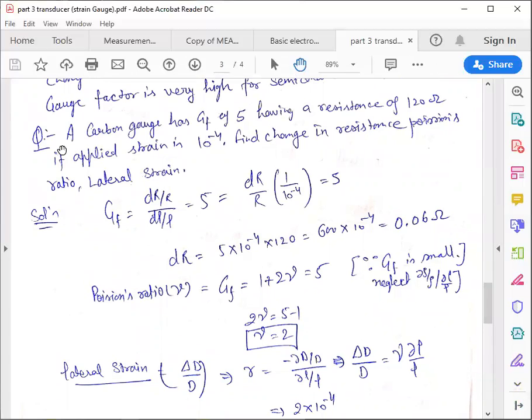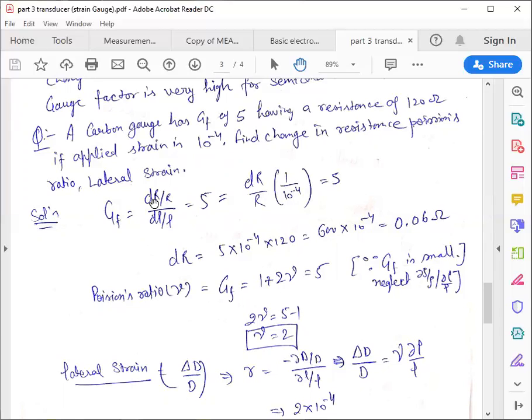Let's solve this numerical. First, try to understand what he wants to ask. A carbon gauge has Gauss factor of 5 having a resistance of 120 ohm. If applied strain is 10 raised to power minus 4, find change in resistance, Poisson's ratio and lateral strain. So here he is asking about change in resistance, Poisson's ratio and lateral strain. Here what is given to us? Applied strain is given to us, that is equal to delta L by L, longitudinal strain.